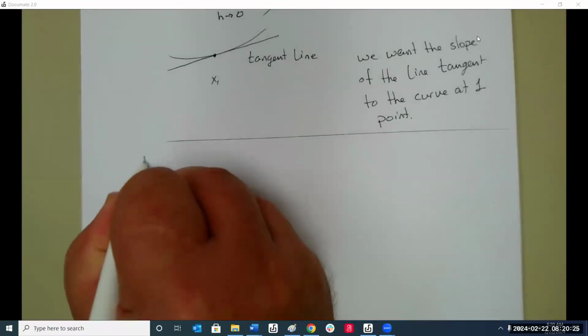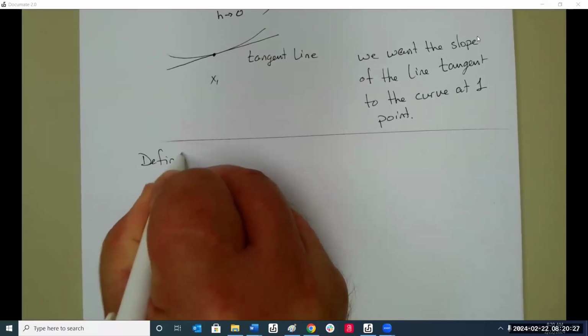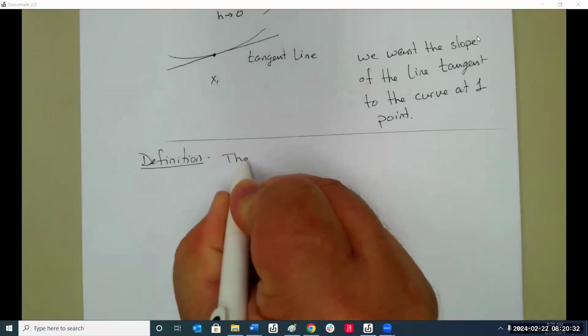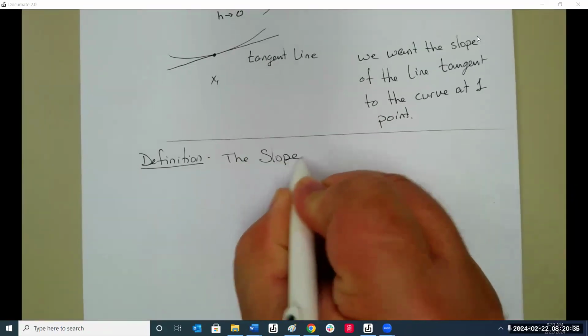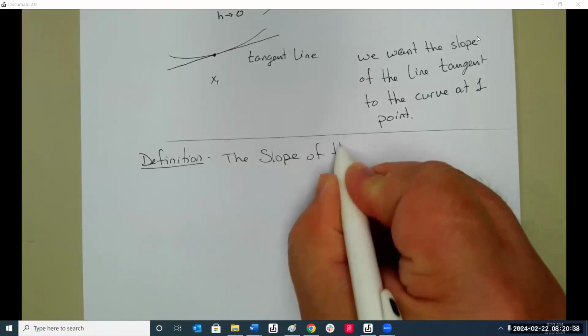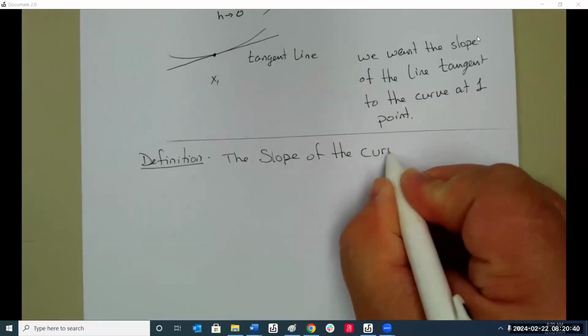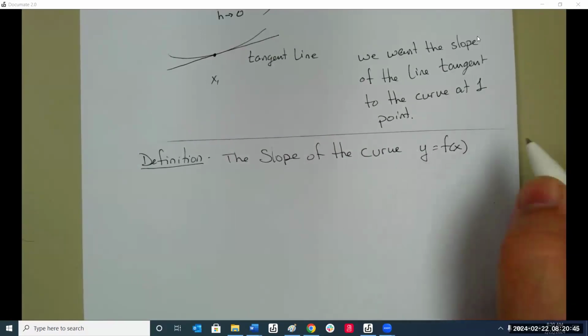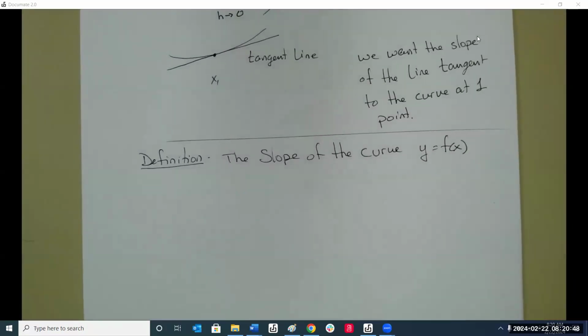So let's look at the definition. The slope of the curve y equals f of x, it could be any curve. It has to be continuous as well. Because remember, why does it have to be continuous? Because we looked at finding the limits, and the limits always have to point to the same value. There can't be disconnections. So it's got to be continuous.